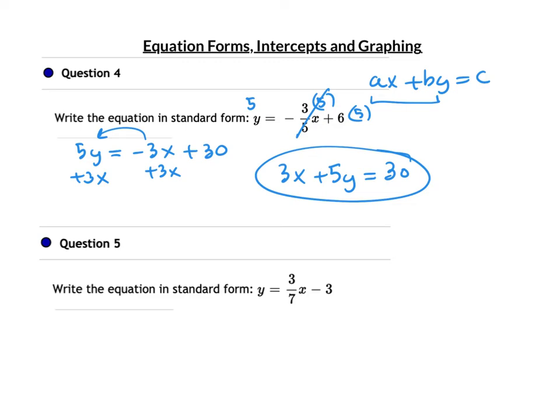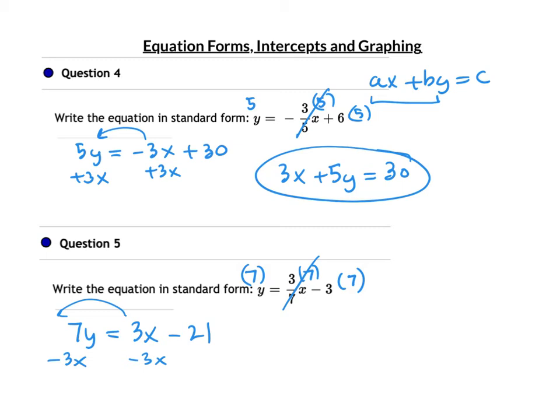For question 5, same exact thing. I'm going to get rid of fractions. I'll multiply by 7. The 7's cancel. I get 7y equals 3x minus 21. And I'll move the x over with the 7y. I'm going to subtract it from both sides.